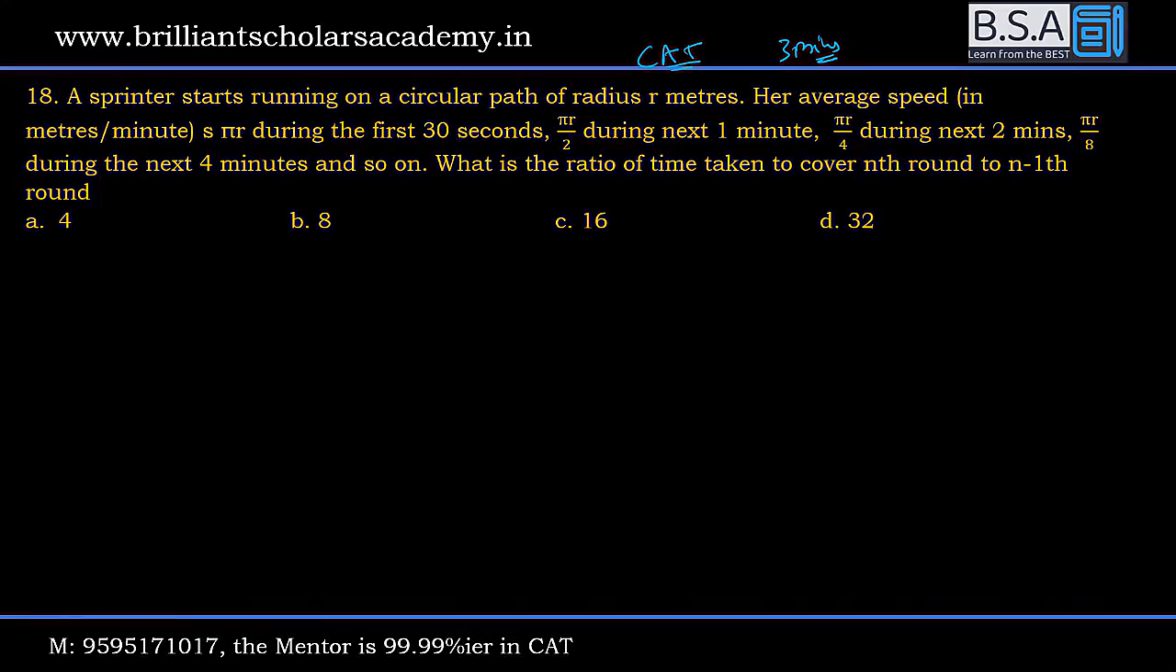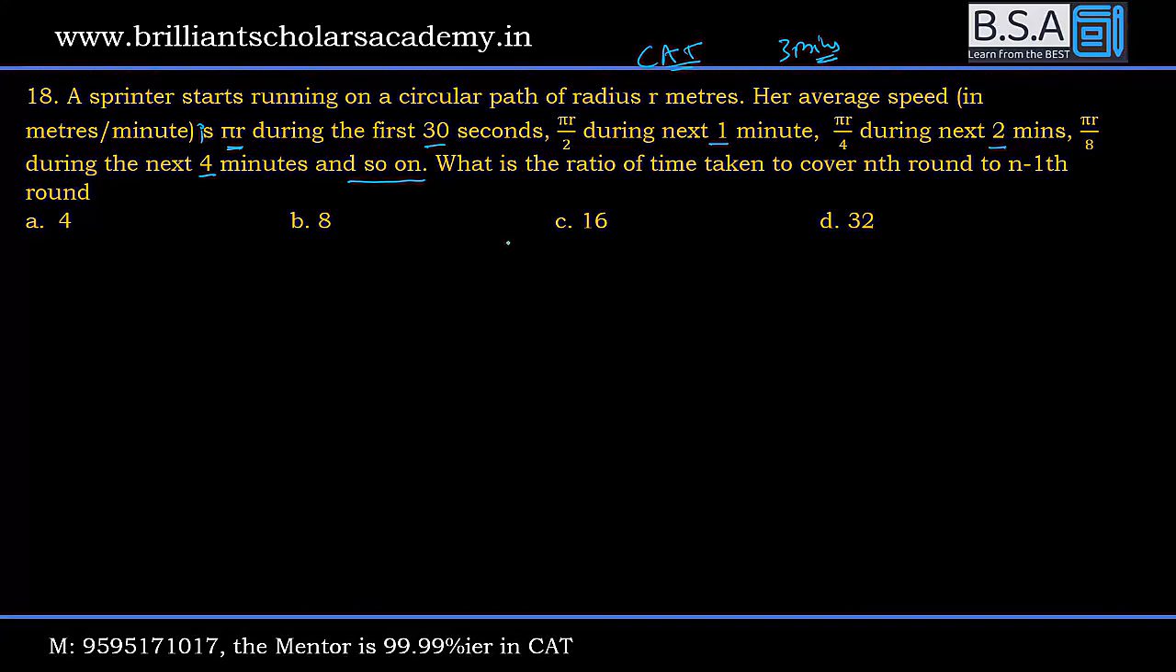A sprinter starts running on a circular path of radius r. Her average speed in meters per minute is pi r during the first 30 seconds, pi r by 2 during the next 1 minute, pi r by 4 during the next 2 minutes, pi r by 8 during the next 4 minutes, and so on.